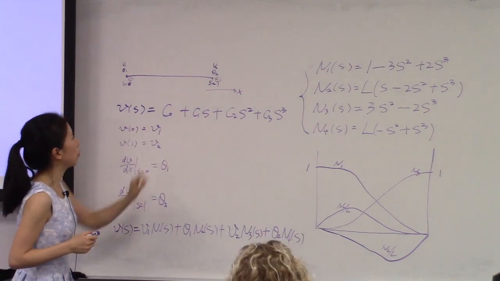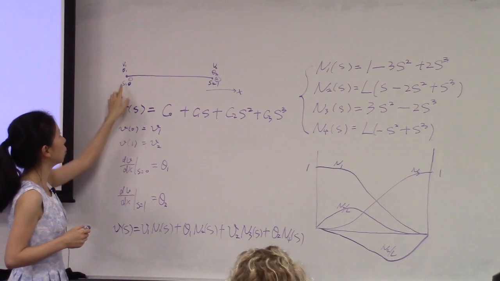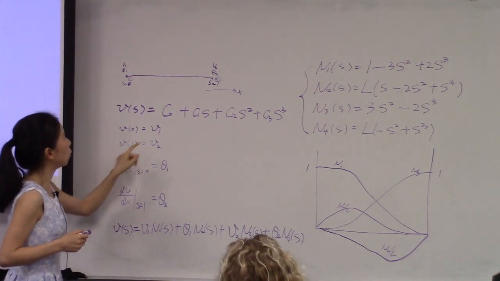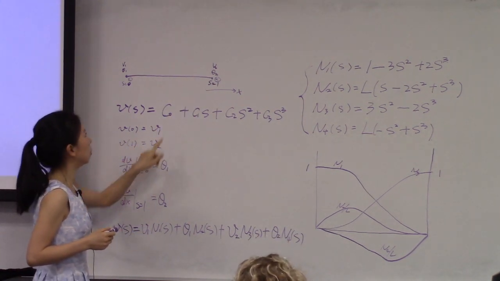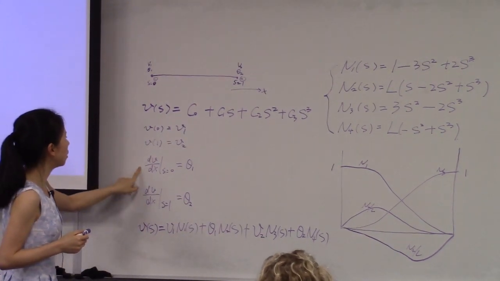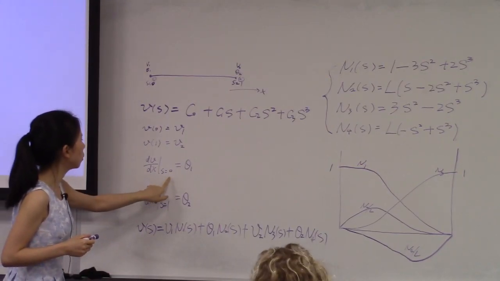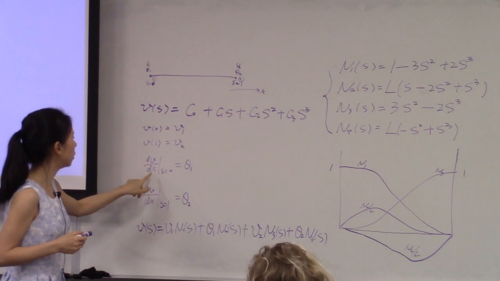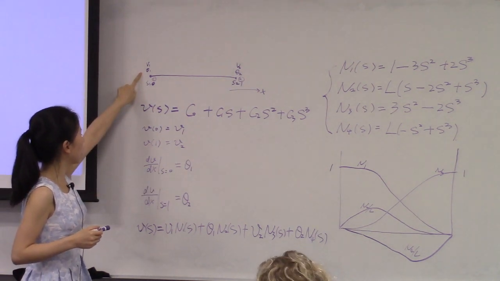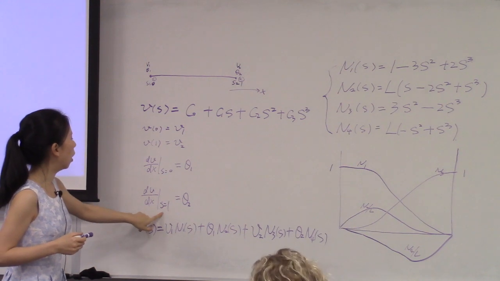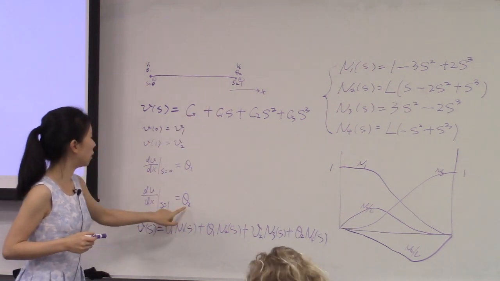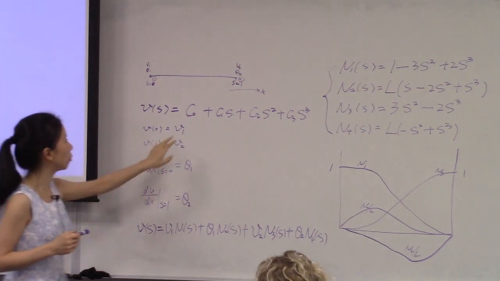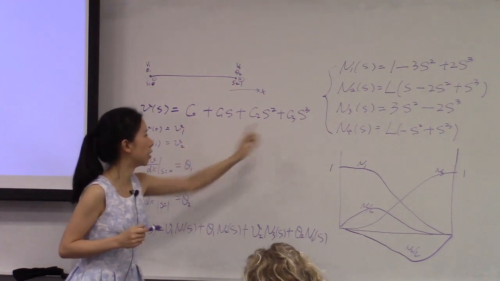So using this cubic polynomial, we have the information when s equal to 0, v(s) equal to v1. When s equal to 1, at this node, v equal to v2. And the third information is the rotation. So when s equal to 0, we know that rotation is dv over dx. So dv/dx at s equal to 0 equal to theta 1. And dv/dx when s equal to 1 is theta 2. So these are 4 pieces of information given. We can use these 4 equations to solve C0, C1, C2, C3.